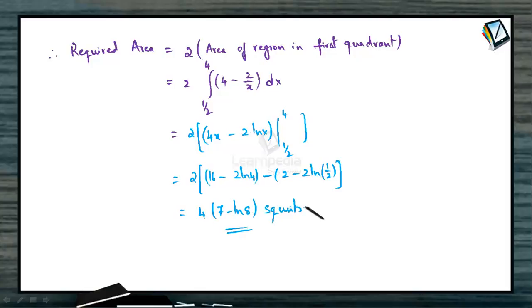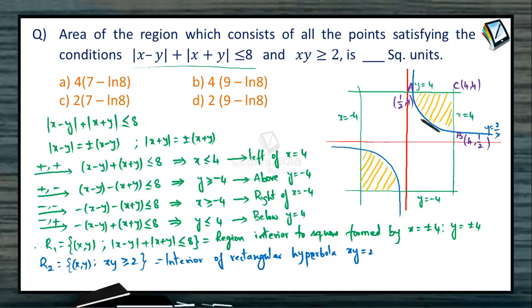So in this problem, finding the area is not difficult, but the only problem is to identify the region bounded by the inequalities given. Once we identify the region, finding the area is a simple definite integral. And which option is it satisfying? Yes, option A, which says the area is 4 times (7 minus ln 8) square units, is the answer.